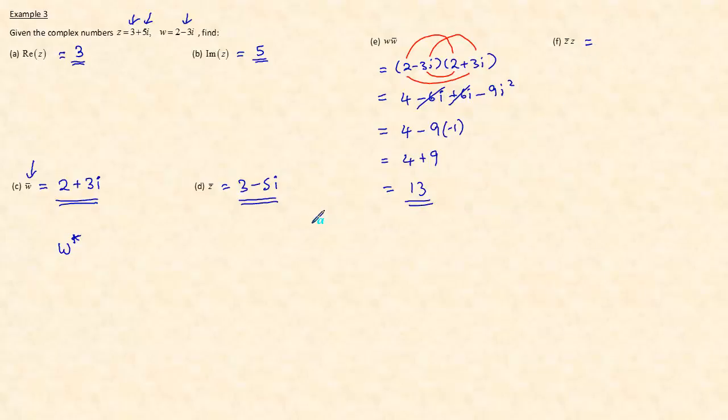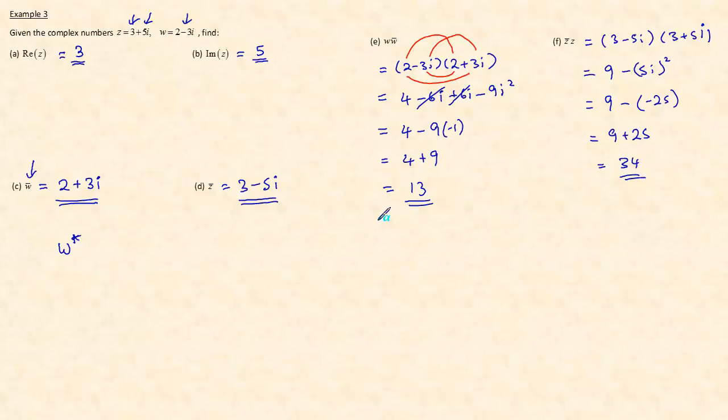Now, z bar z is 3 minus 5i times 3 plus 5i. So making use of the difference of two squares, we're going to get 3 times 3, which is 9, take away 5i all squared, so that's 9 take away negative 25. 5 times 5 is 25, and i times i is negative 1. So that's 9 plus 25, which is 34.